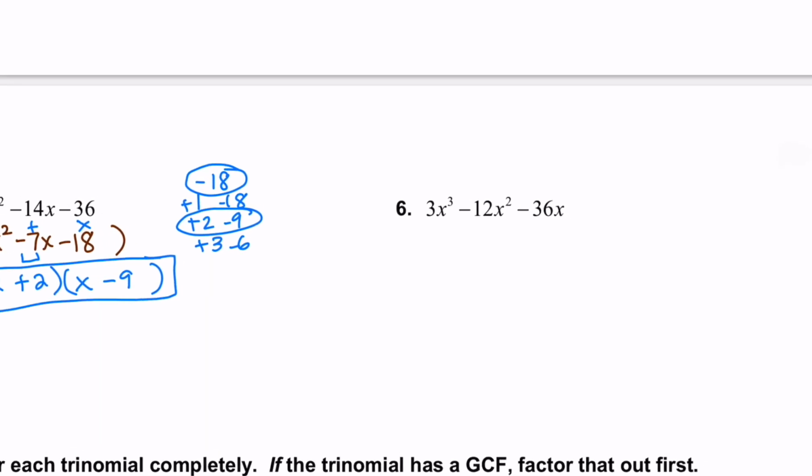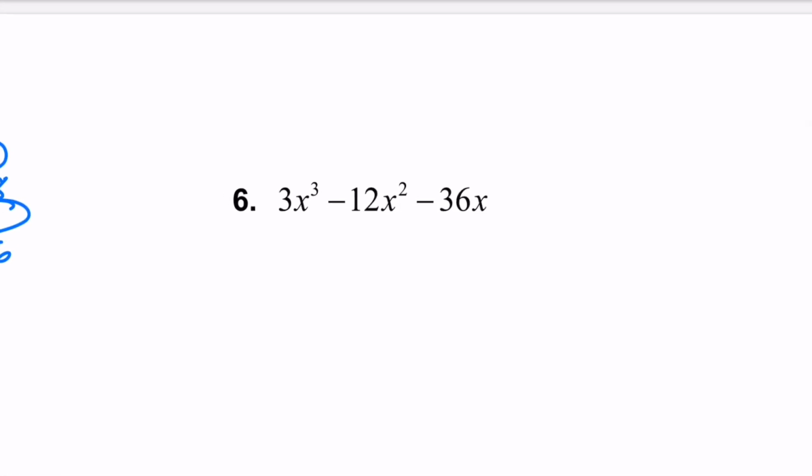Number 6, all of these numbers are divisible by 3. If I add 3 plus 6, I get 9. 9 is divisible by 3. 1 plus 2 is 3. 3 is divisible by 3. And so we're going to pull a 3 out.